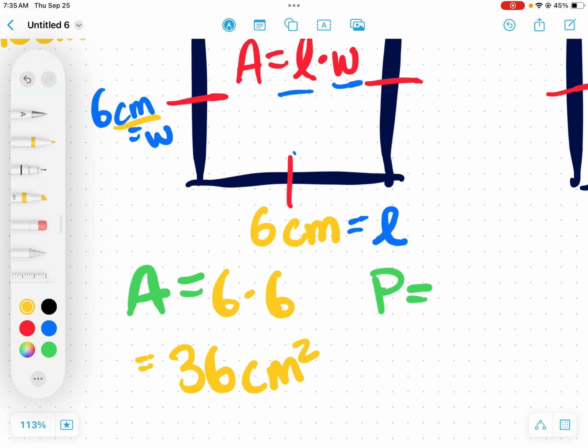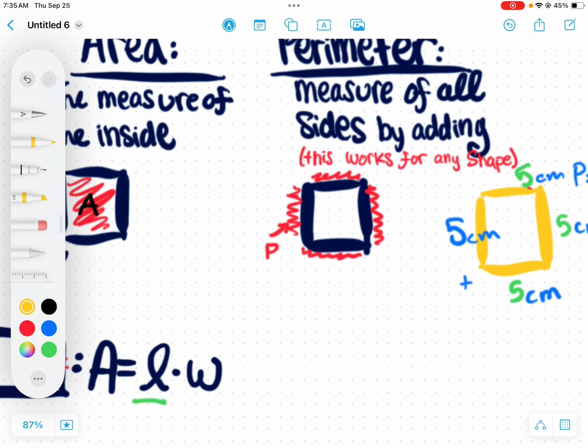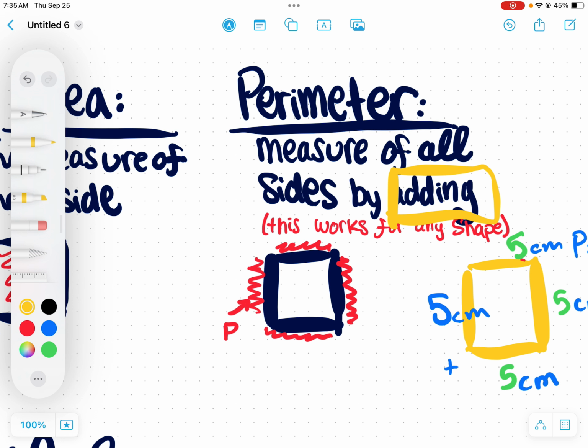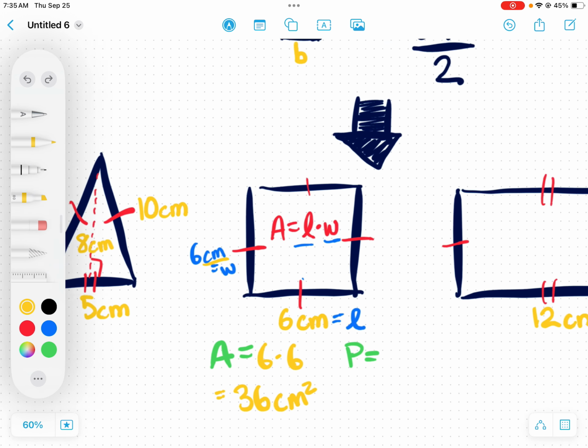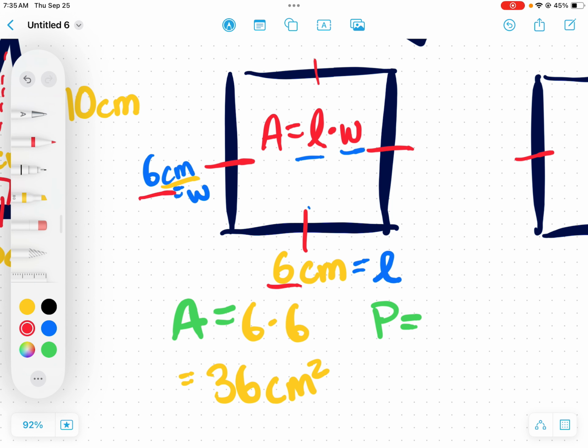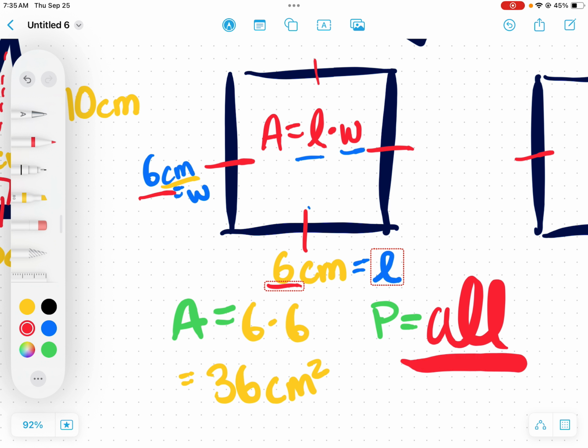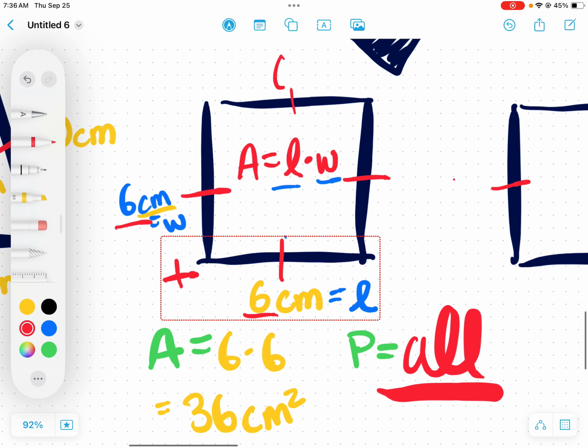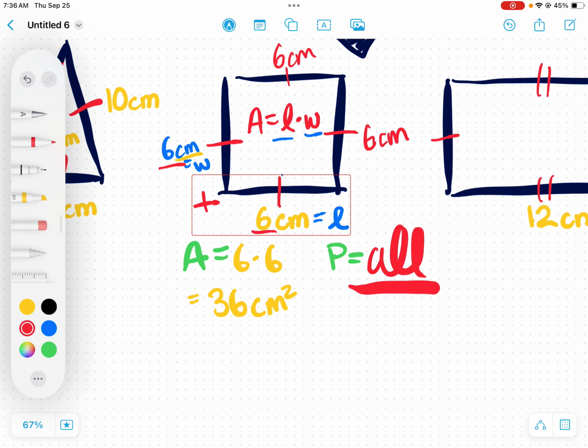Now in order to find the perimeter, how do we find perimeter? We add all the sides together, okay? So because I'm dealing with a square, I know all the sides are the same. So I'm not just going to do 6 add 6, I need to add all the sides together. And how many sides does a square have? It has 4. So I not only need to do 6 add 6, I need to also add the top 6 and the left 6. Okay, so that would give me 6 add 6 add 6 add 6, which gives us 24.